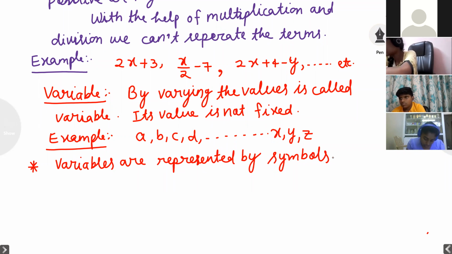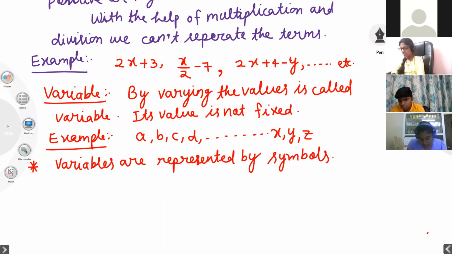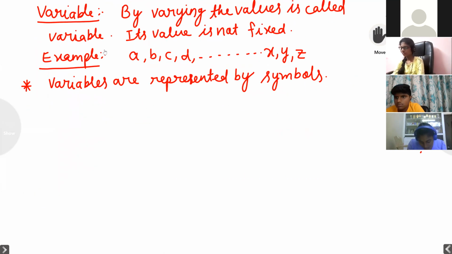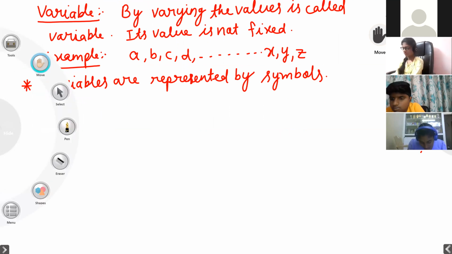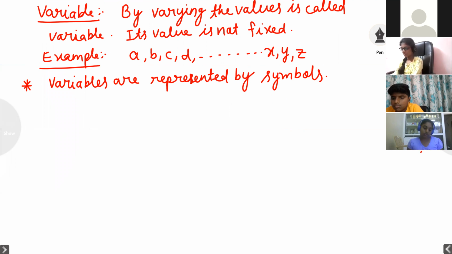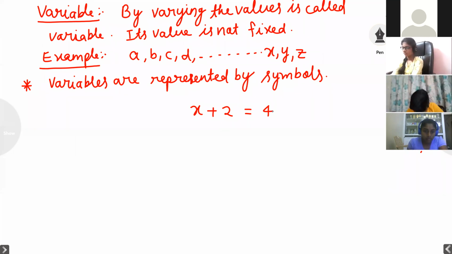Here one word I have used, students: by varying the values. What is the meaning of varying the values? Varying is nothing but changing the values. Suppose I have written here, listen carefully everyone, x plus 2 is equal to 4. Listen carefully, students.